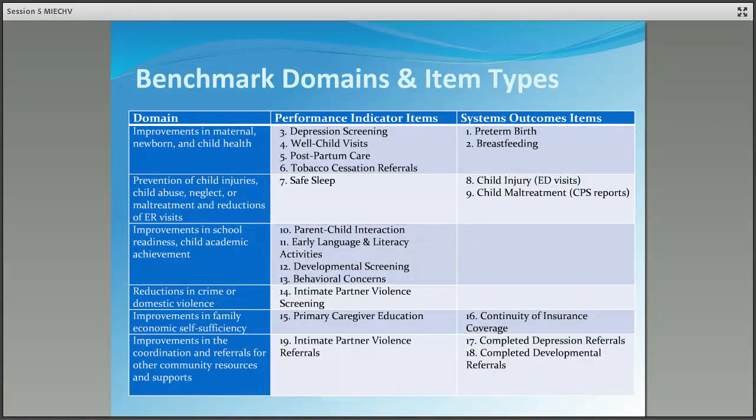Here's a summary of all of the 19 benchmarks classified by their domain and the item type. I love this graph. Great job, Margaret. Thank you.